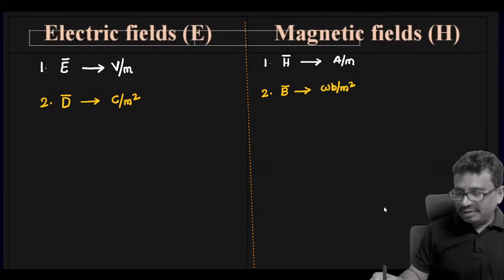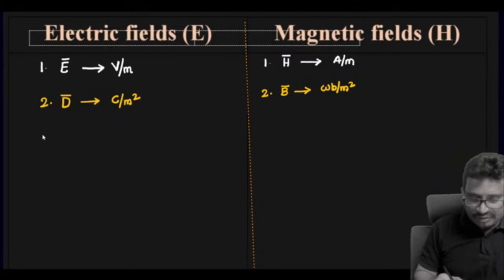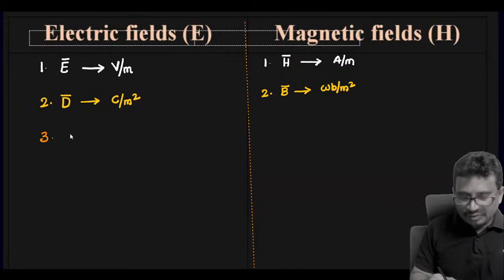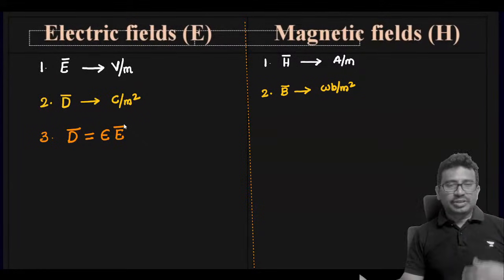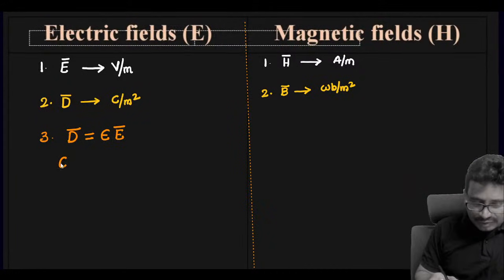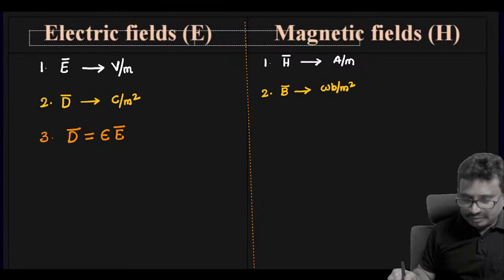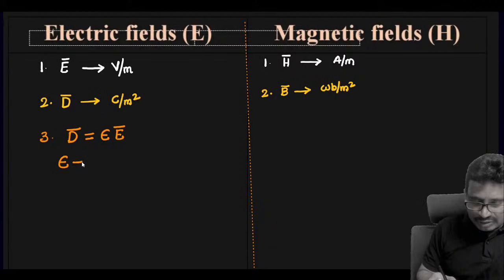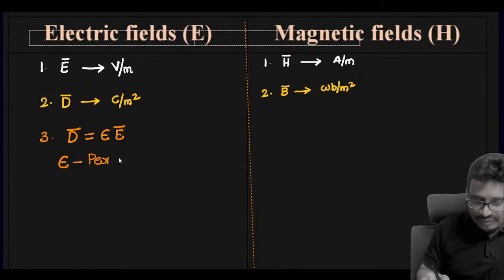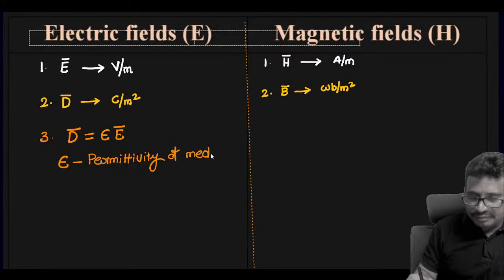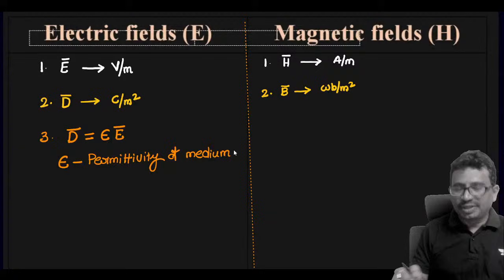Right. And we have a relation between these two. What is the relation between these two? It is given as D equal to epsilon E. What is this epsilon called as? This is the permittivity. Permittivity of medium.